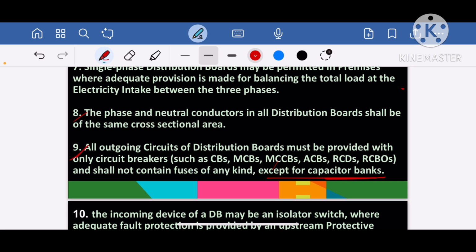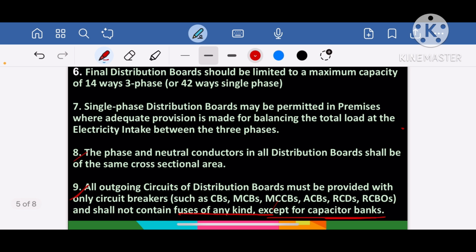All the outgoing circuits of the distribution board must be provided with only circuit breakers, and shall not contain fuses or any kind except for capacitor bank. This is a very important point, and it is valid for all distribution boards, whether it is a final distribution board, sub-main distribution board, or main distribution board. In case of final distribution board, I will categorize it so you will understand better. Suppose it is a final distribution board, the outgoing load will be fed from breakers only. It should not be fed from any isolator.